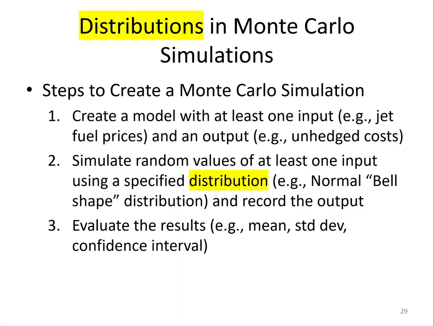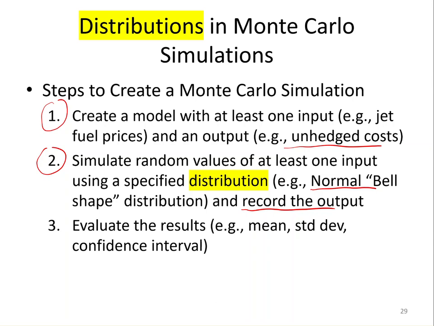I think it's useful to step back now and talk about the process of running a Monte Carlo simulation. You can think about it as three steps. One, you need to create a model with at least one input, for example, jet fuel prices, and one output, for example, unhedged cost. Second, you need to simulate random values for at least one input and specify a distribution, for example, a normal distribution, and record the output. Run the simulation and record the output.